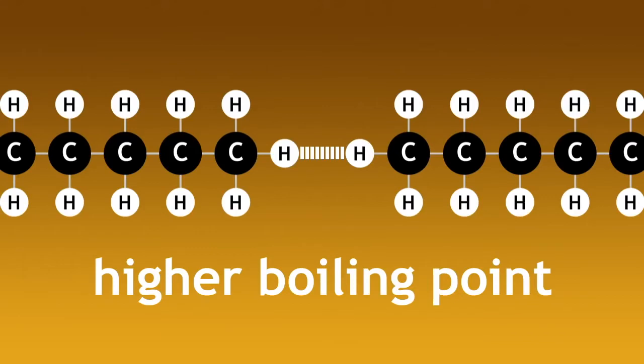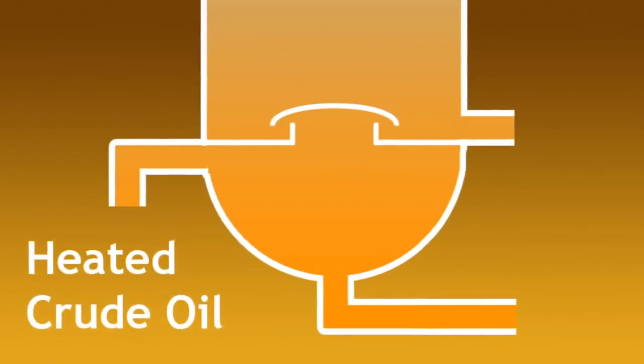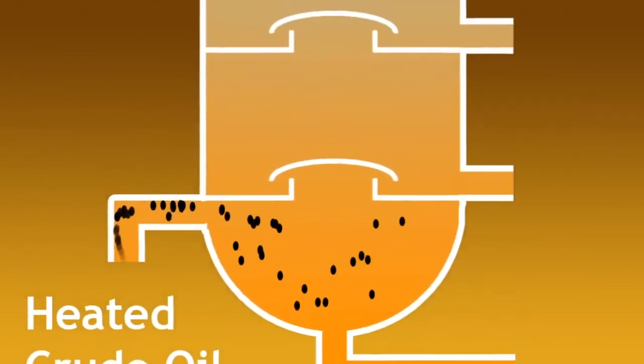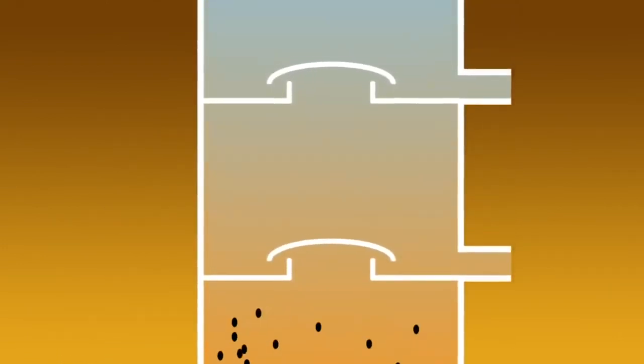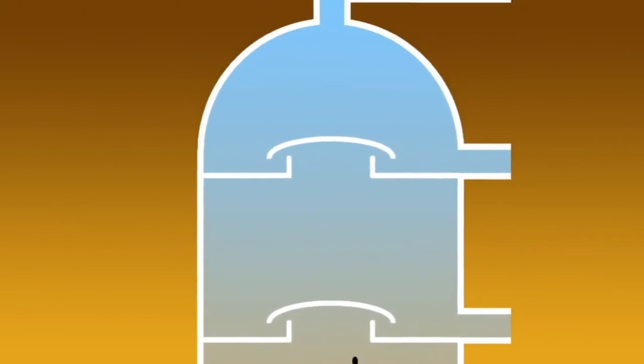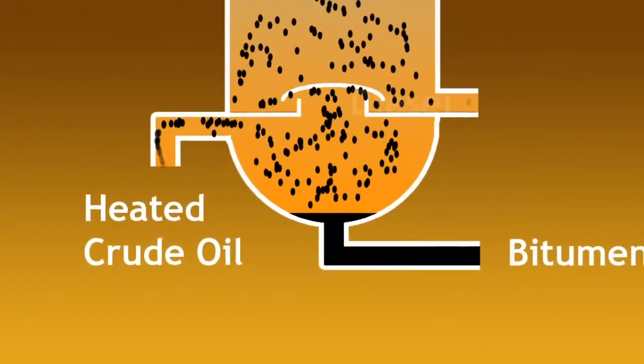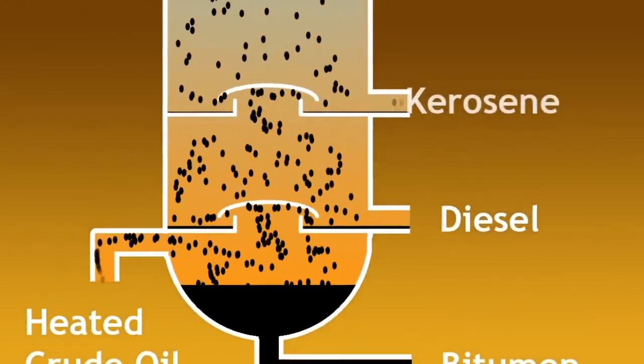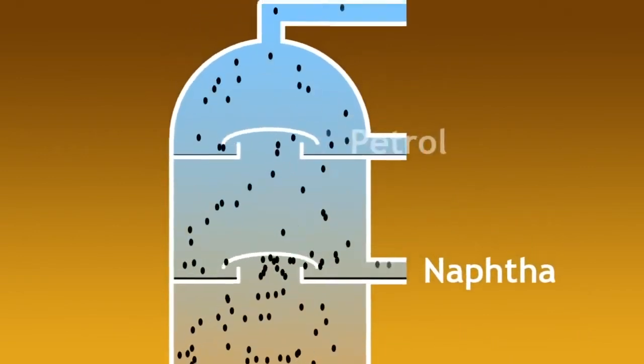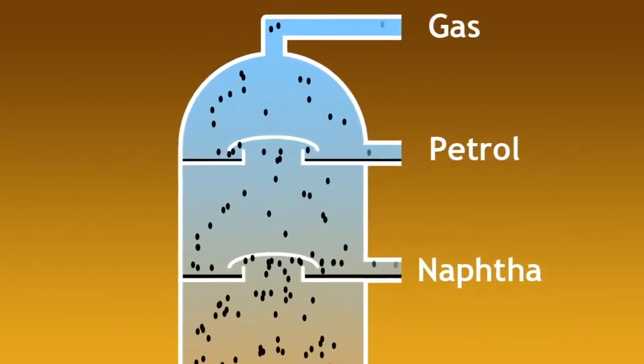Now we understand how chain length is related to the boiling point of a molecule, let us look at how this method works. As you can see, crude oil is heated up to a high temperature outside of the fractionating column. The hot crude oil, now mostly in vapor form, is pumped into the column. The column has a heat gradient and is very hot at the bottom, going cooler as we move up to the top. Even at the very bottom of the column, where the temperature is still high, some long-chain molecules with high boiling points begin to condense back into a liquid. These are collected at the bottom of the column.